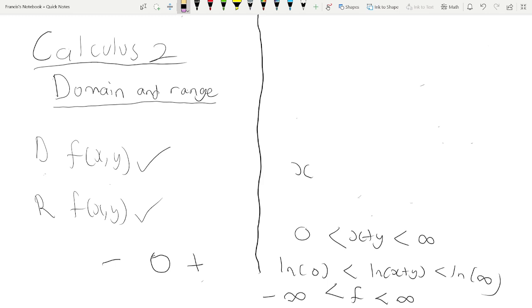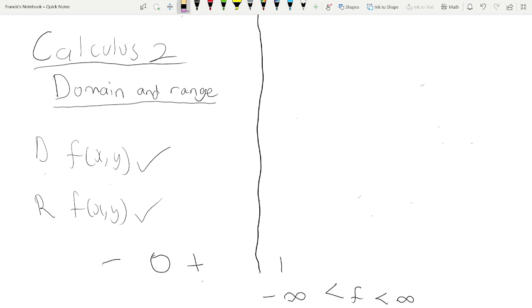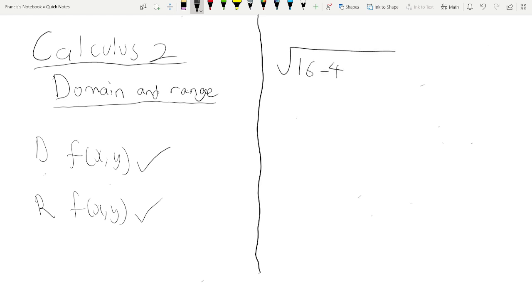So we can take another example. And we are going back to the square root example, but this time we are going to make it a little bit more interesting. So we have the square root of 16 minus 4x squared minus y squared. So once again, we set up for the domain. Everything within the function of this form has to be greater than or equal to 0, right?